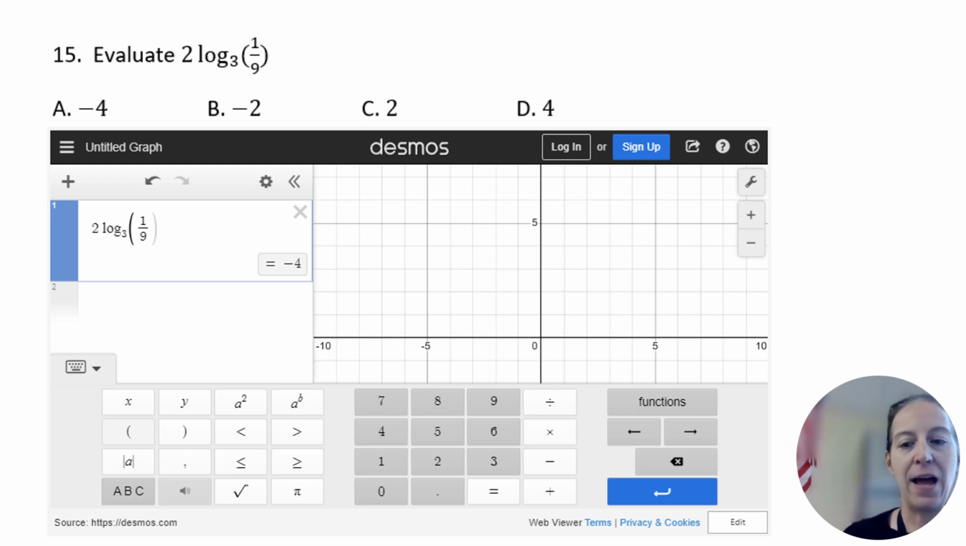So I pull that up, click functions, and this is where I scrolled earlier and I can't scroll. I have to click down. We go down to calculus, where it says log base a, and then it's going to allow us to type that in: log base 3 of 1/9, and the answer is -4, and it's literally as fast as that.